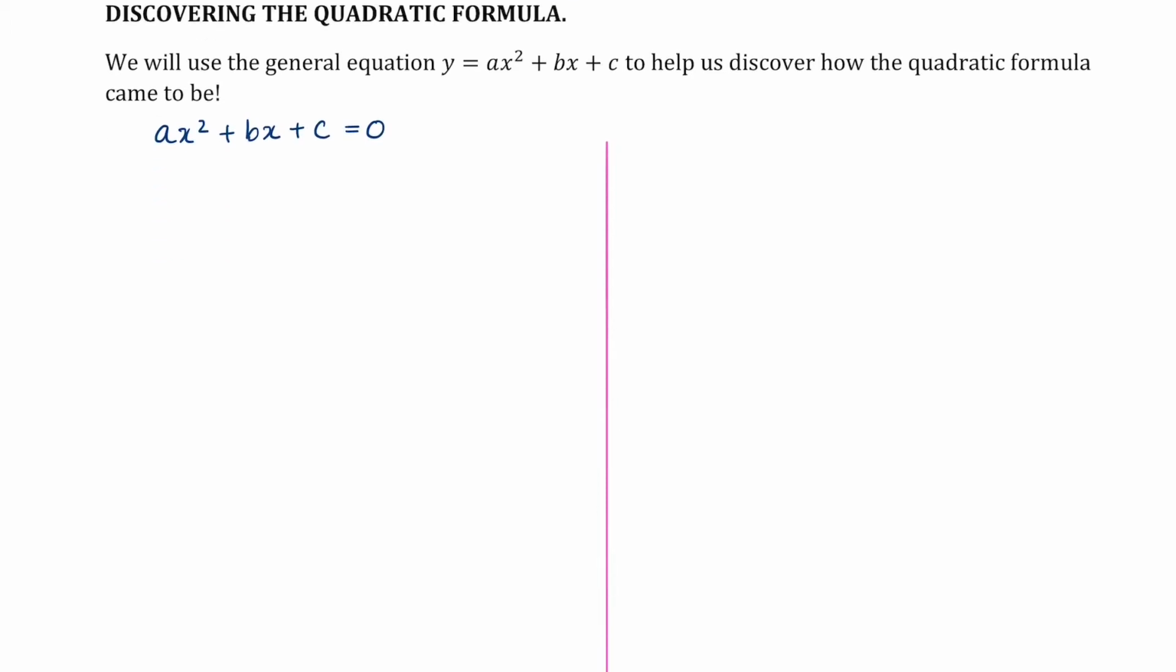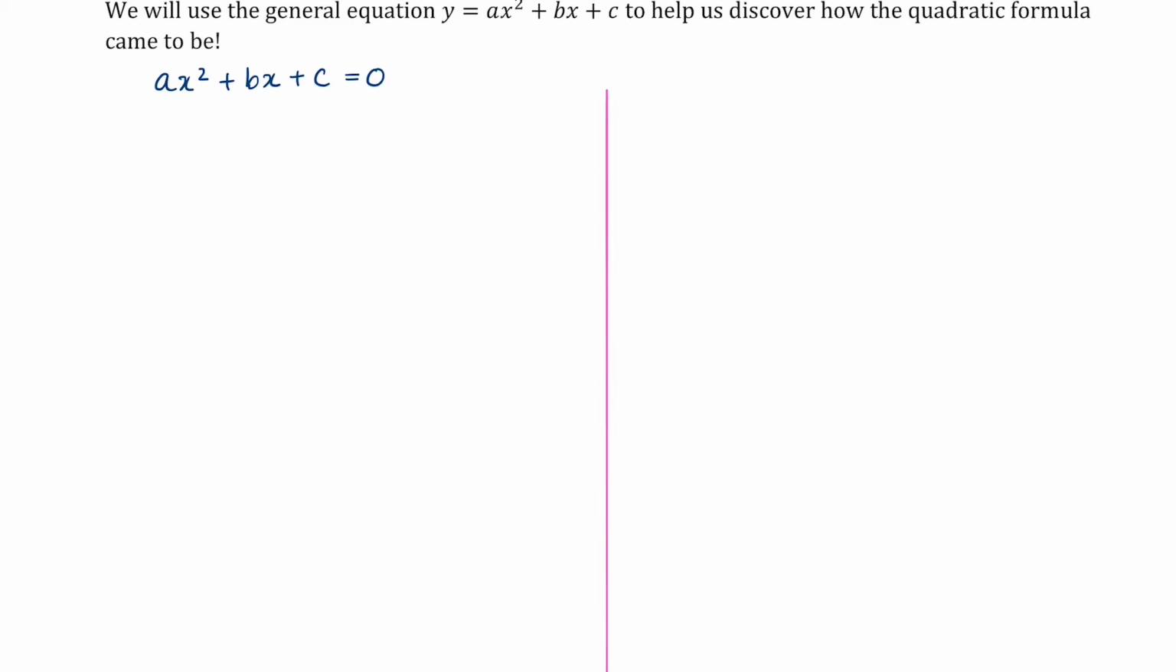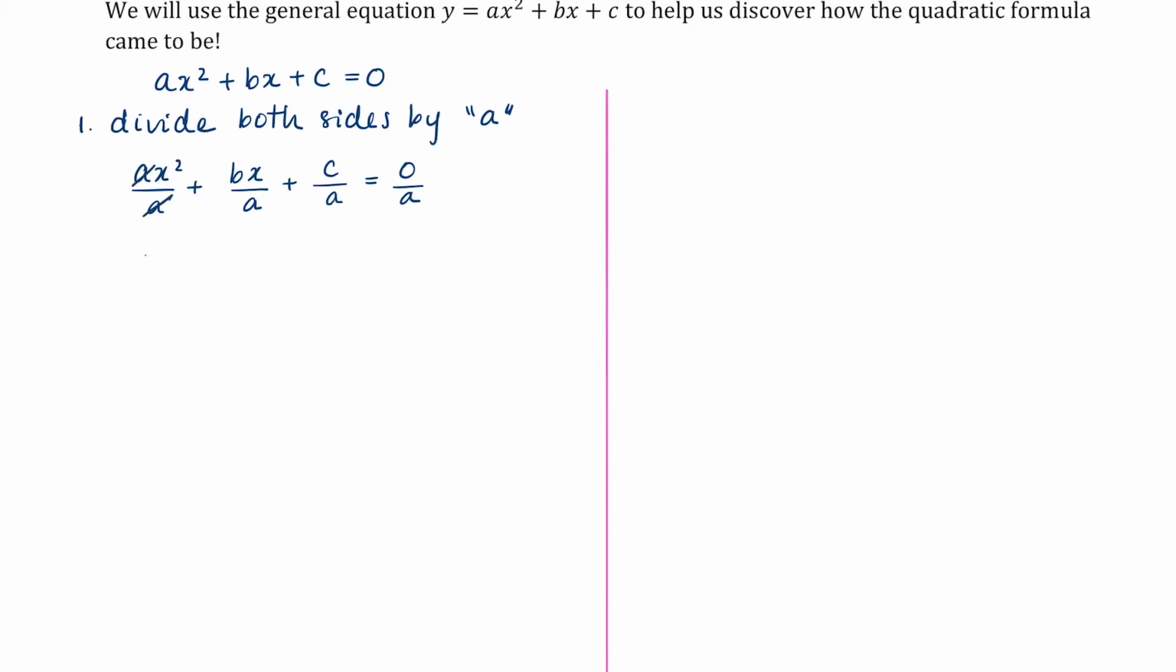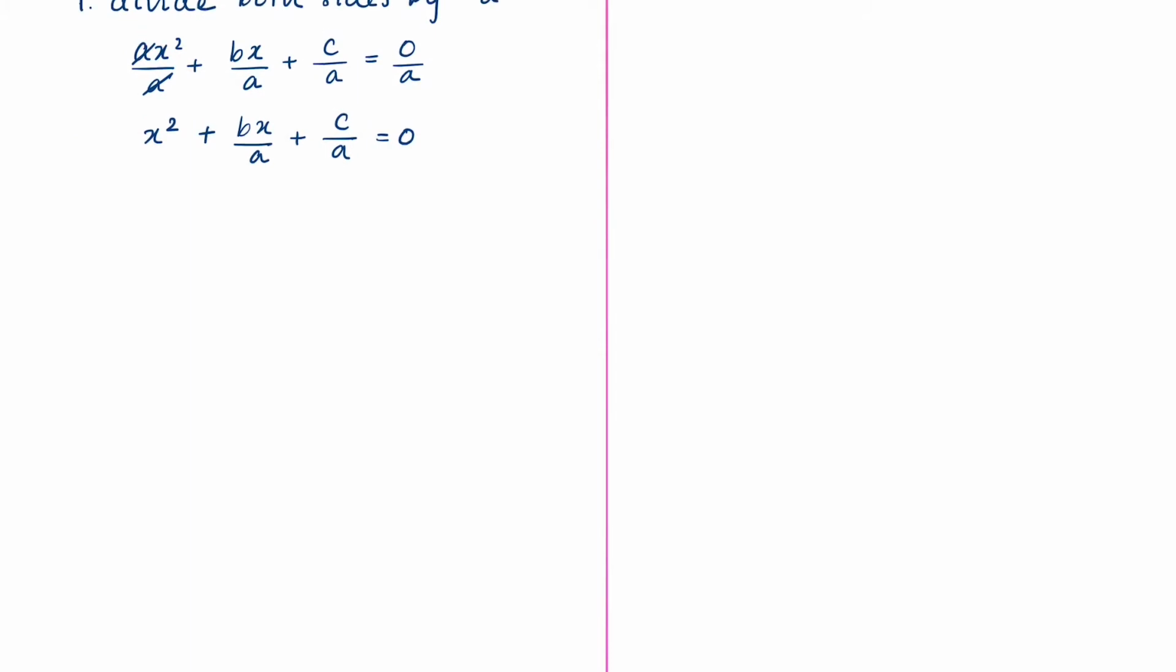Doing this now is going to help us to factorize the subsequent equation and then solve them as two linear factors. So let's start by dividing a from both sides. Now doing this leaves us with x squared plus bx divided by a plus c divided by a, and that's equal to 0. So now what we're going to do is complete the square to help us factorize.